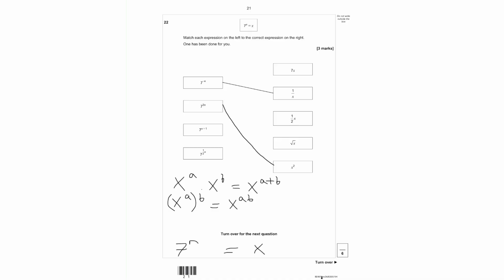So we have 7 to the power of n plus 1. Again, this time we can use this rule here. If we have 7 to the n times 7 to the power of 1, we have to apply this to both sides equally. This will give us, on the left-hand side, 7 to the power of n plus 1 equals 7x.